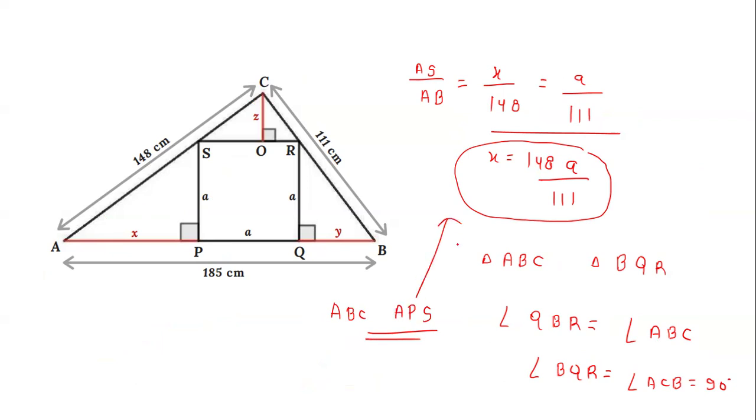Now you again look at the triangle ABC and BQR. The ABC is this and BQR is this triangle. If you look at these two triangles, let me again draw the triangle ABC.